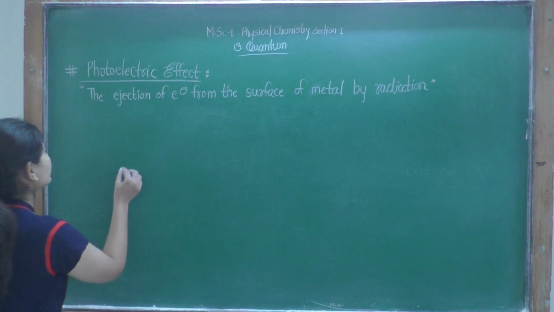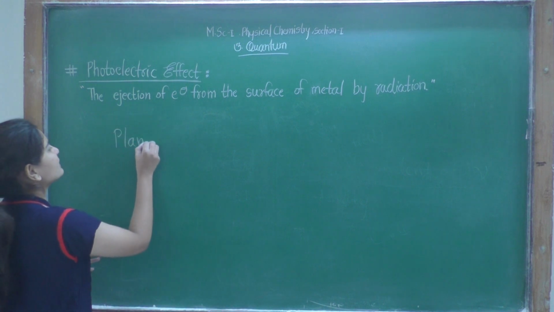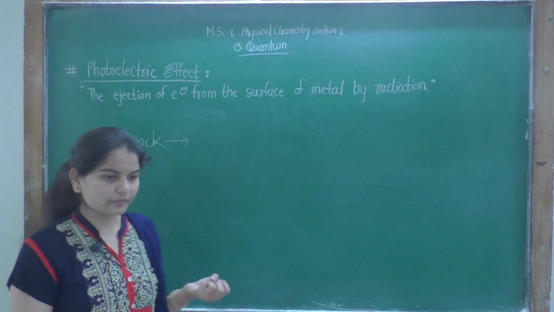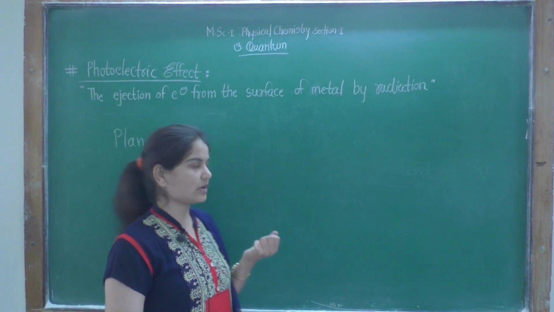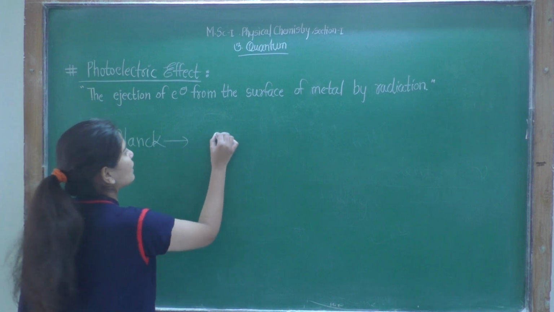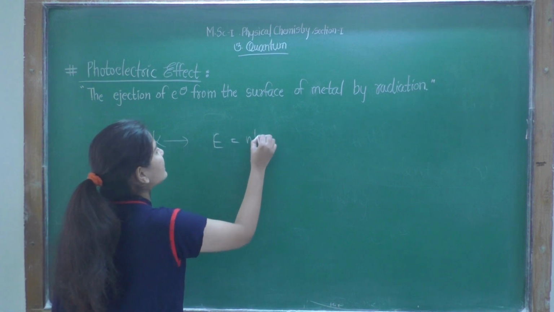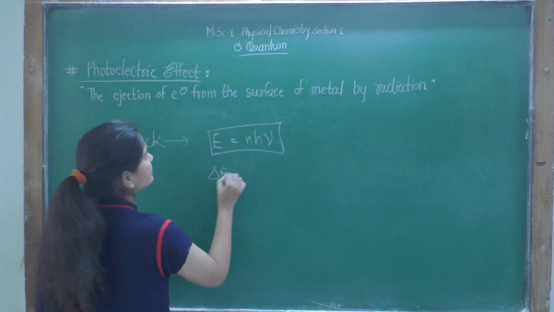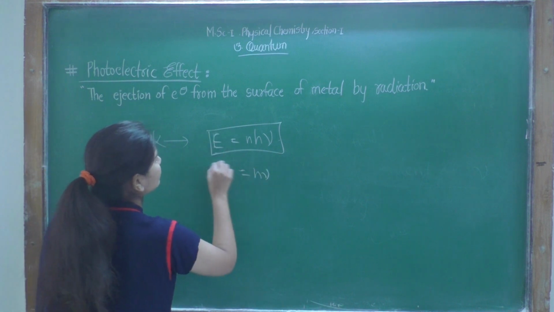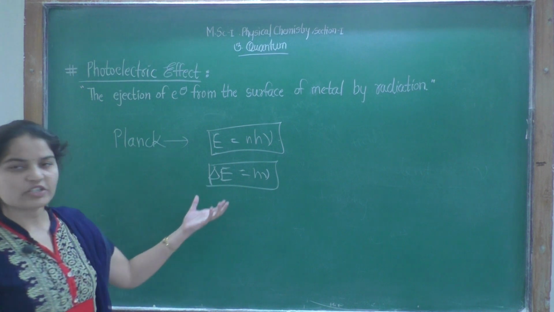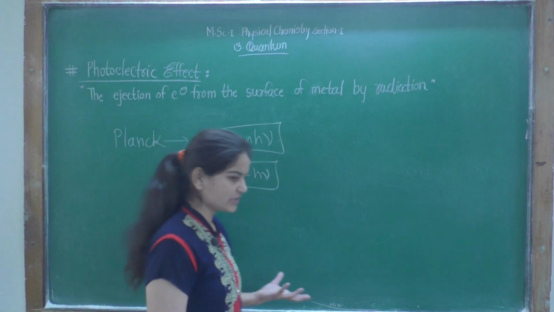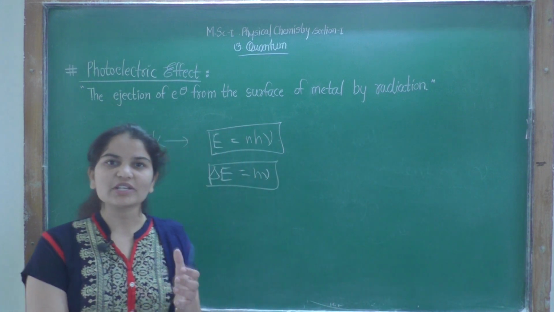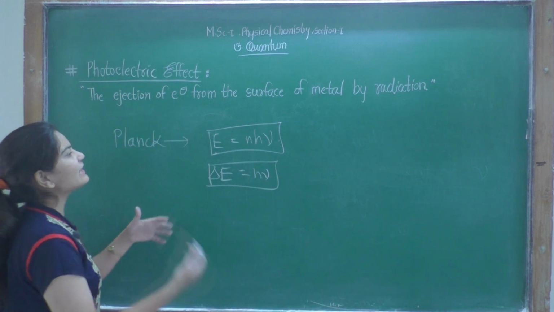What was that? Planck said that the energy of electrons is quantized. How? E is equal to n h nu, or delta E is equal to h nu. So the energy of an electron is quantized. This was explained by Planck. Now Einstein just extended his concept.